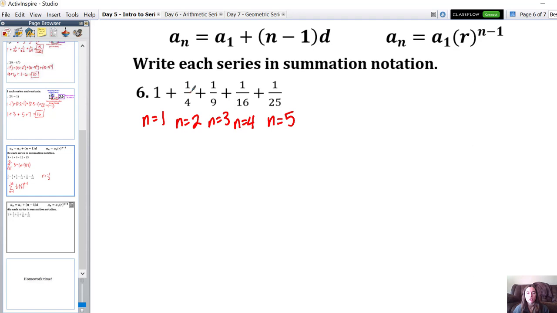Here we've got 1 over 4. Well, 4 you could either do 2 times 2 or 2 squared. So let's check the third one. 1 over 9, that would be 3 squared. 16 is 4 squared. 25 is 5 squared. So it looks like we've got 1 over our placement value squared. Now for our summation, we're going from the very first term to the 1, 2, 3, 4, 5 to the 5th term, and our rule is 1 over n squared.